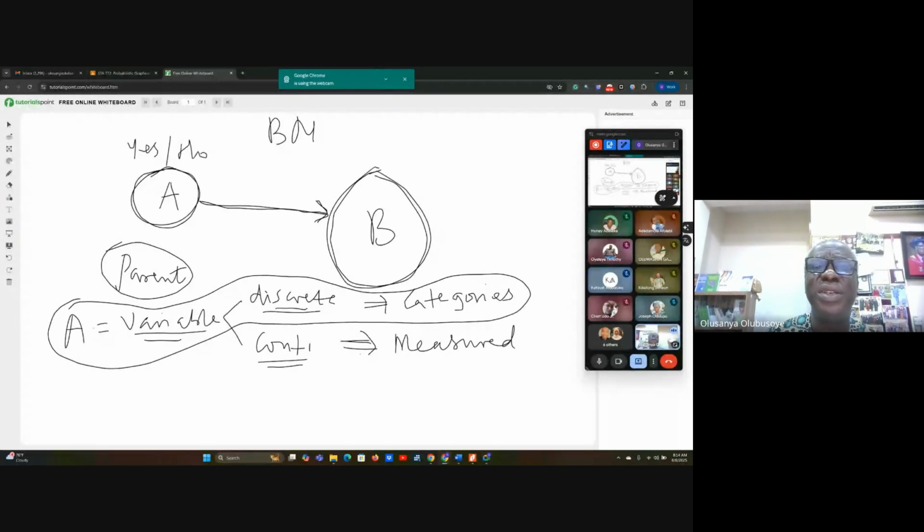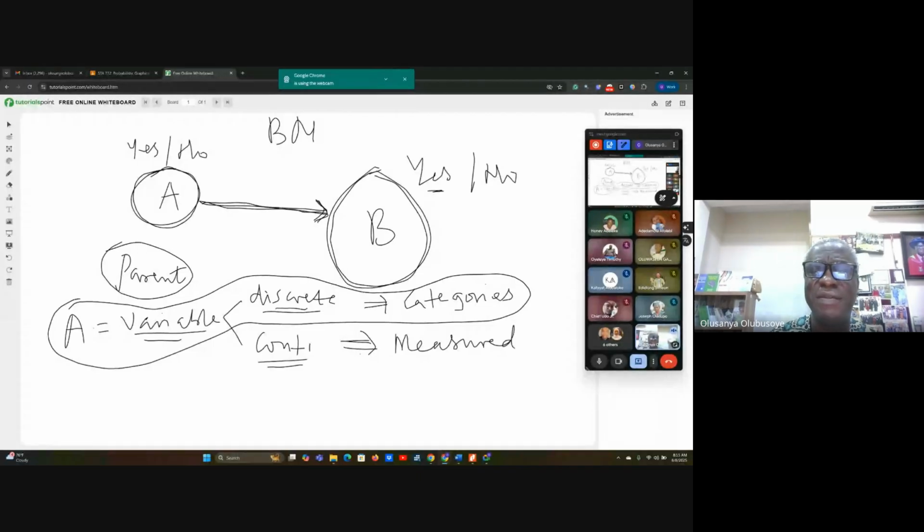B also could be level of yes or no. So, which means, looking at the flow of this arrow, what will happen to B, whether B yes is conditioned on what happened first to A. If B will be no, it's also conditioned on what happens to A.